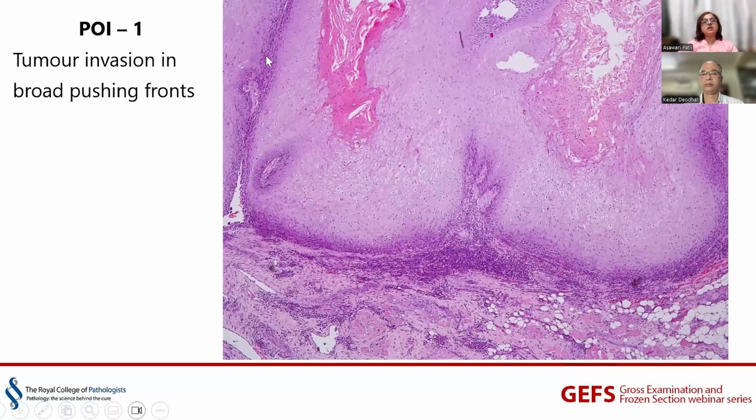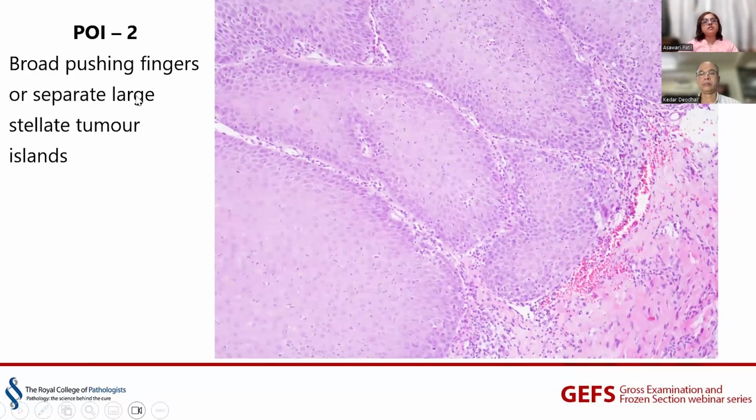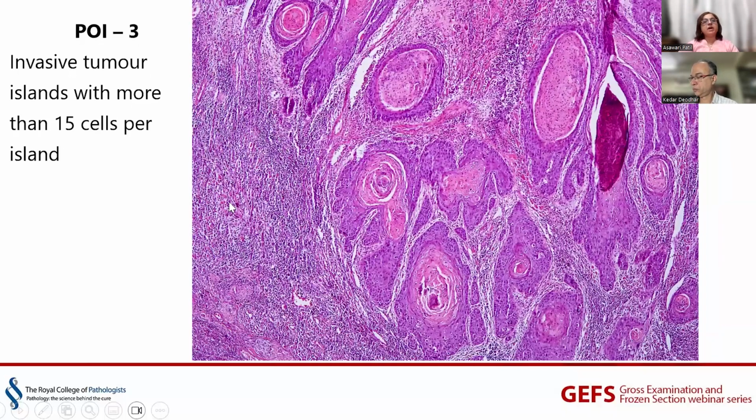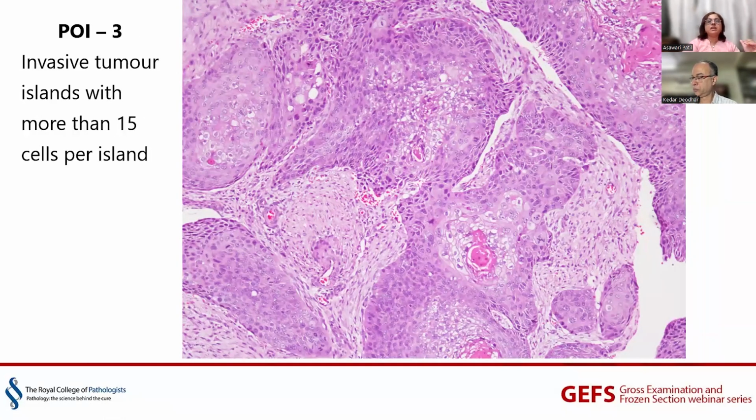These are some of our examples. Pattern 1, which is the pushing type, cohesive. This is pattern 2, pushing fingers, arranged close to each other, but these are broad pushing finger-like projections. This is pattern 2, again a cohesive pattern. Pattern 3, with tumors showing separate islands, but they are close to the tumor and having more than 15 cells. This is again a cohesive pattern. This is a cohesive pattern again, pattern of invasion 3 type.